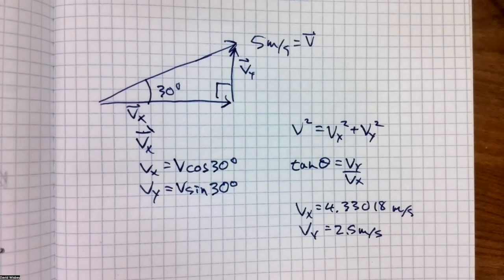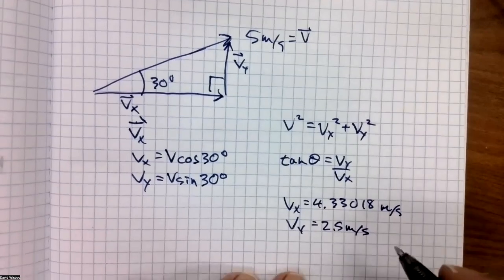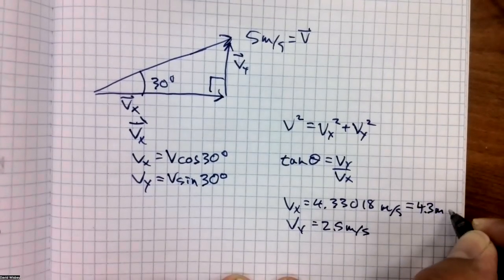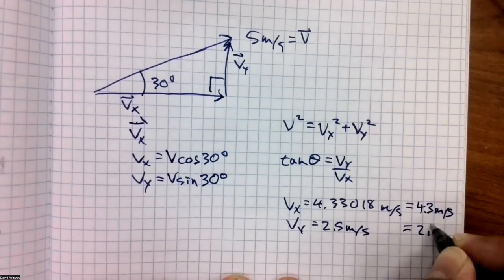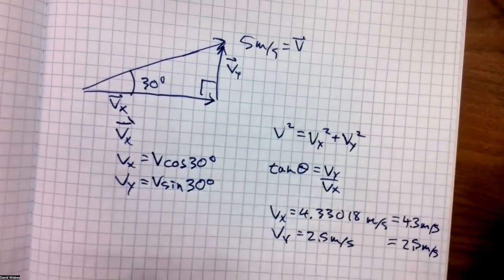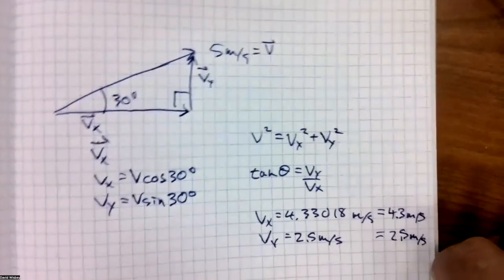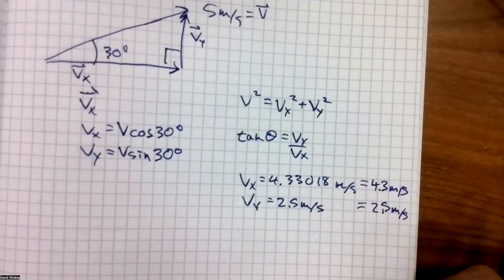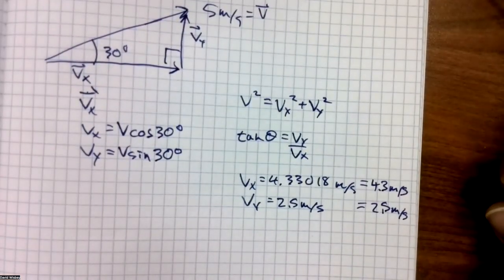So I found the components of my vector, my X and Y vector. So Vx is 4.33, or actually 4.3, because if I only had 2 significant digits, then this becomes just 4.3 meters per second. And then this is 2.5 meters per second. Okay. So that answer makes sense to me. And I checked it using the Pythagorean theorem.